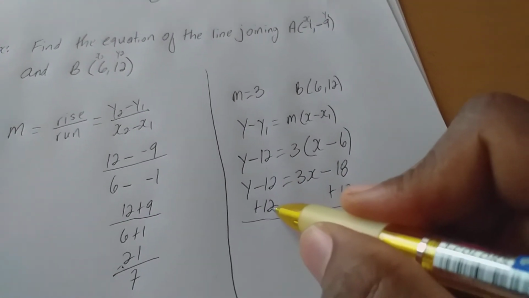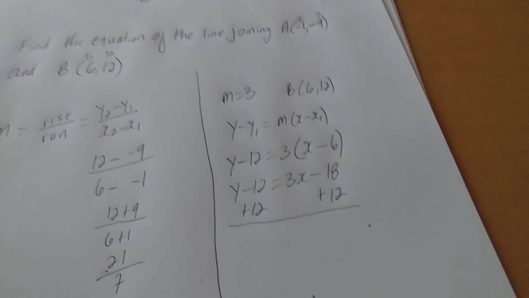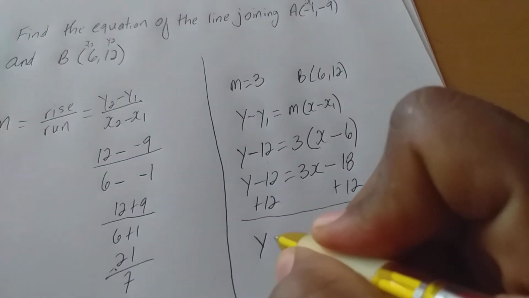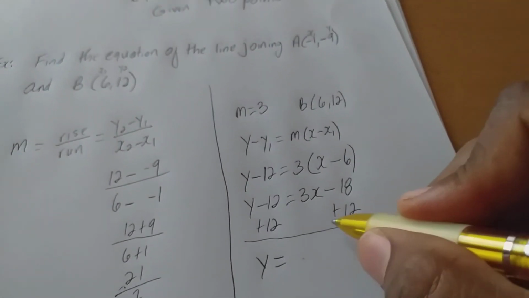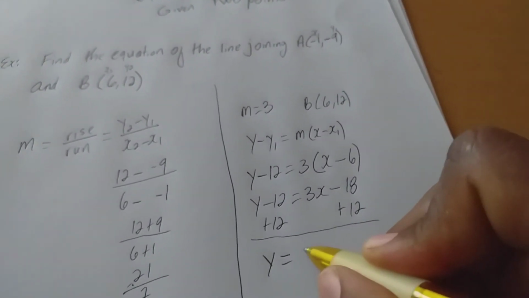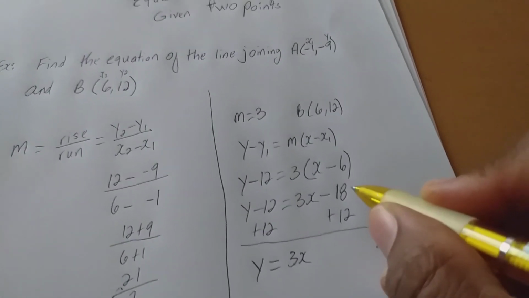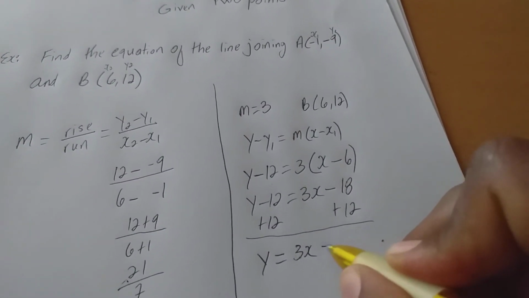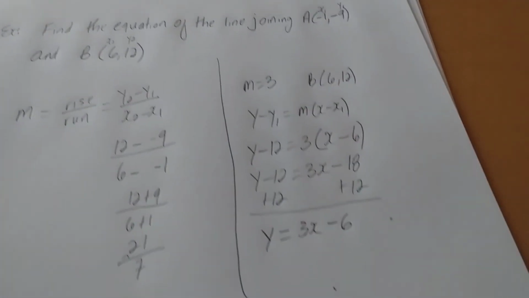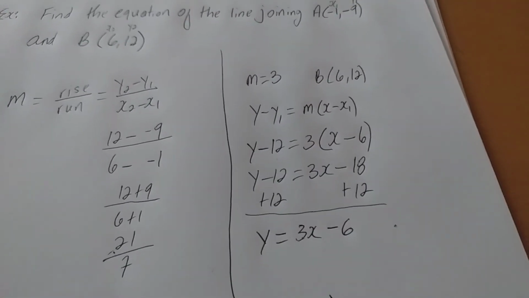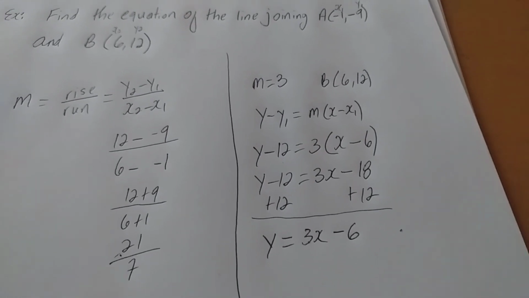Now if I add positive 12 to negative 12, opposites will cancel each other. So I'm left on the left hand side with a y. On the right hand side, there is no other x term, so it remains as 3x. But when I add positive 12 to negative 18, I am left with a negative 6. So the equation of my line is y equals 3x minus 6.